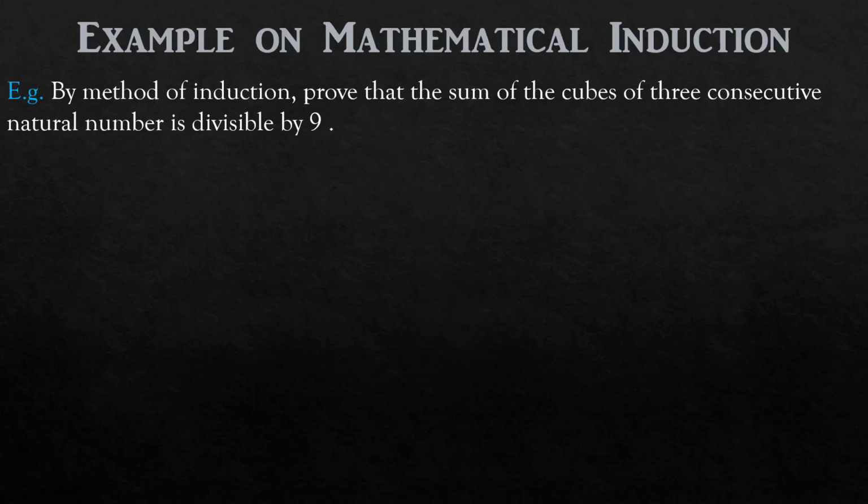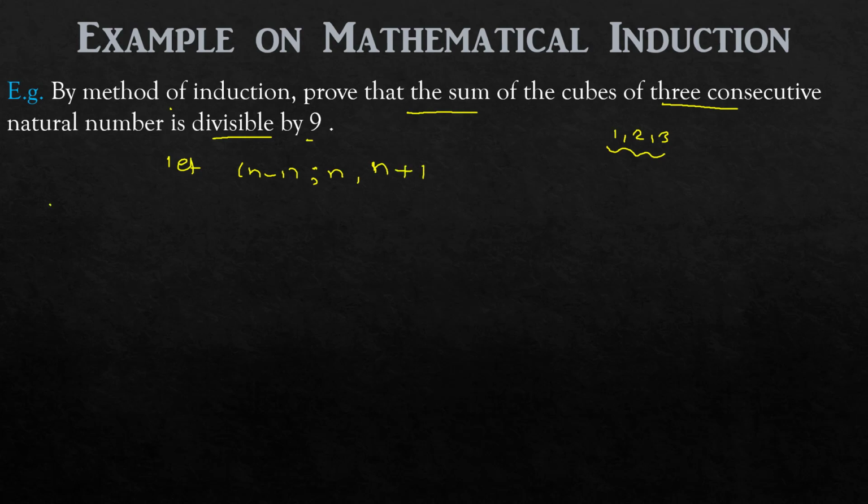Now let's see another example. By the method of induction, prove that the sum of the cubes of 3 consecutive natural numbers is divisible by 9. 3 consecutive numbers means, for example, 1, 2 and 3. These are the 3 consecutive numbers. Let's consider these 3 numbers are n minus 1, then second number is n, and third number consider as n plus 1.